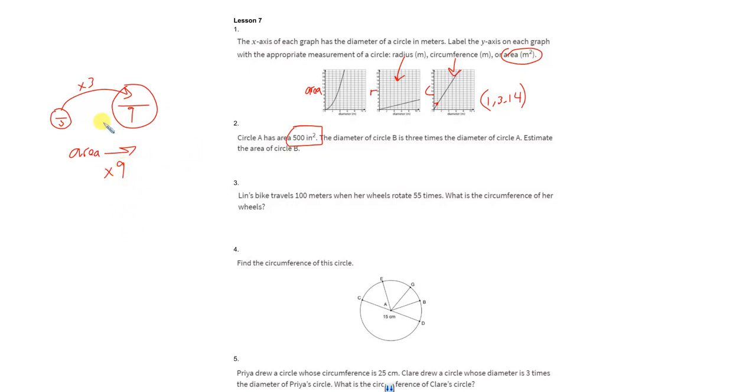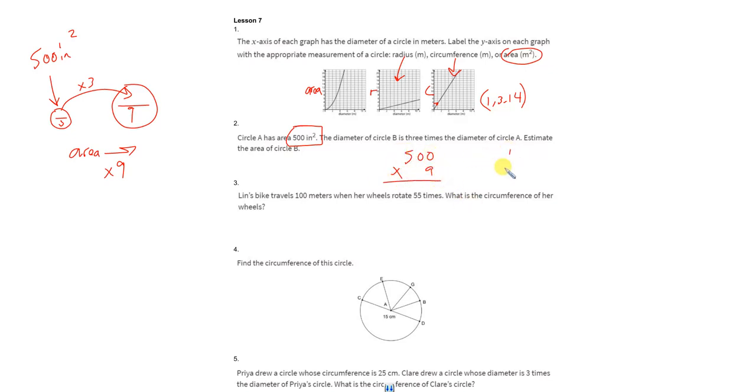Alright, so let's look at this example here. Circle A, which we'll say is over here, is 500 inches squared, and a lot of people are going to answer 1,500 because they multiply that area by 3. But in this particular problem, the area grows by the scale factor squared. So we had to do 3 times 3 to get 9. The area is actually 9 times bigger, and 500 times 9 is going to be our answer.